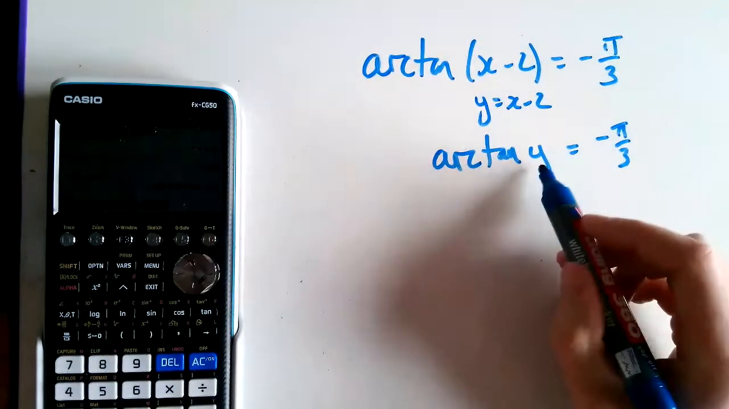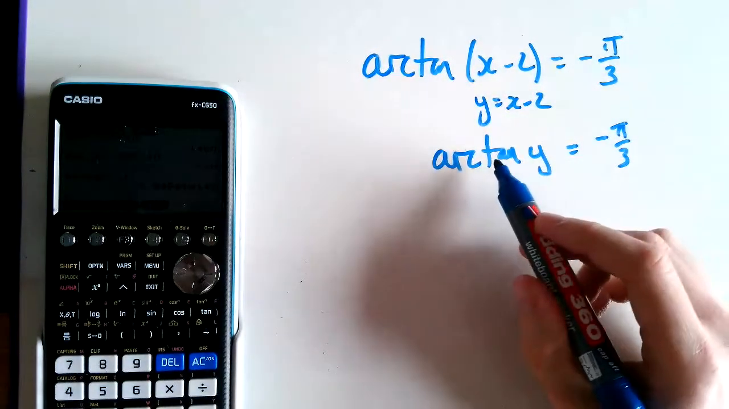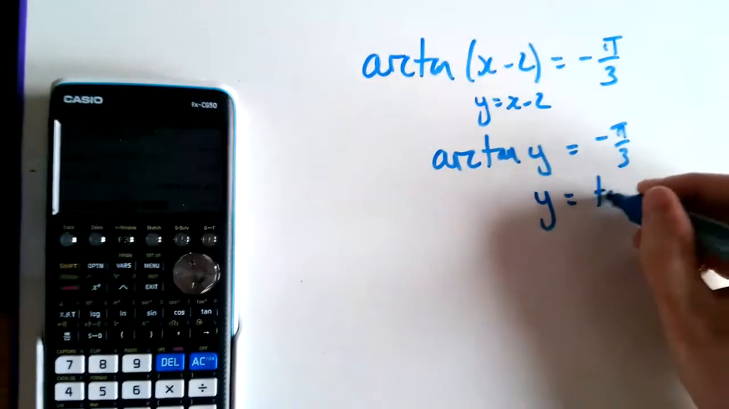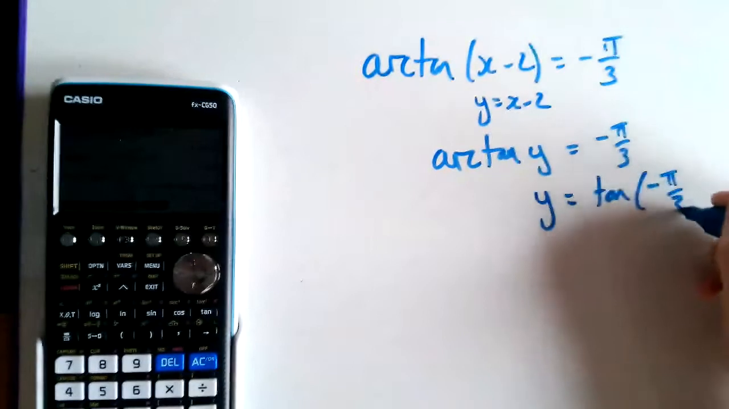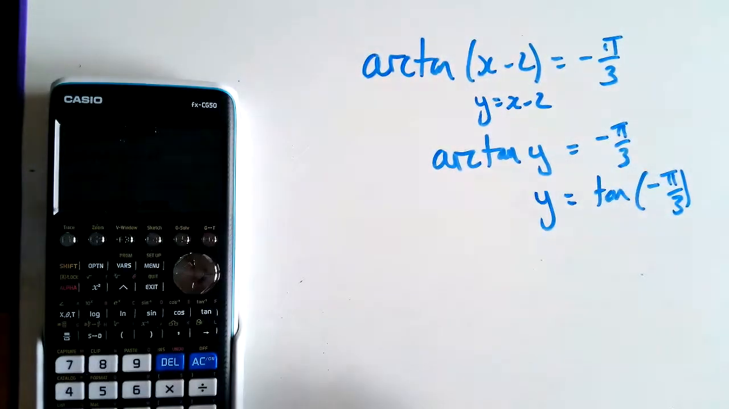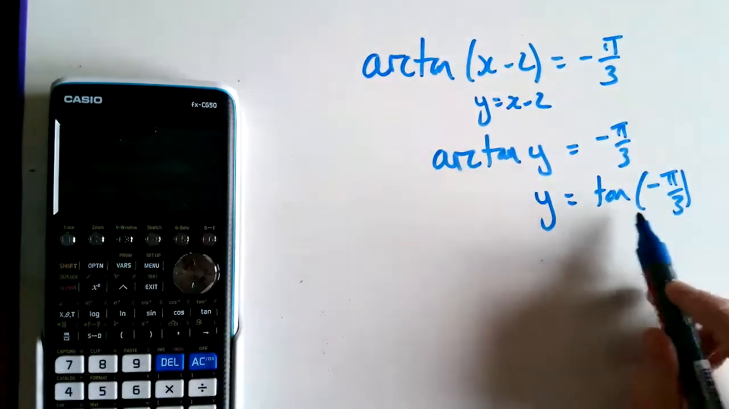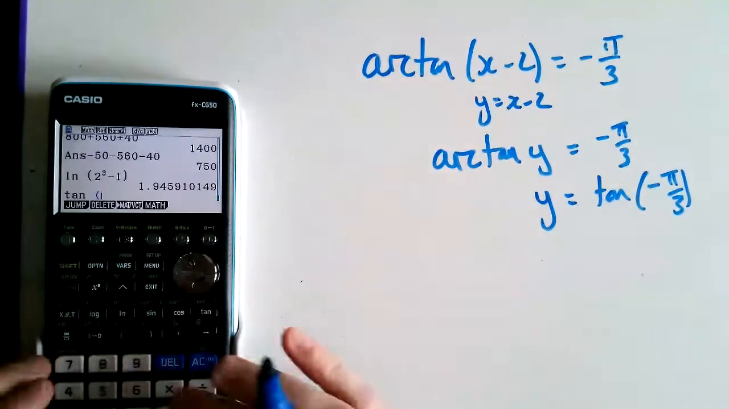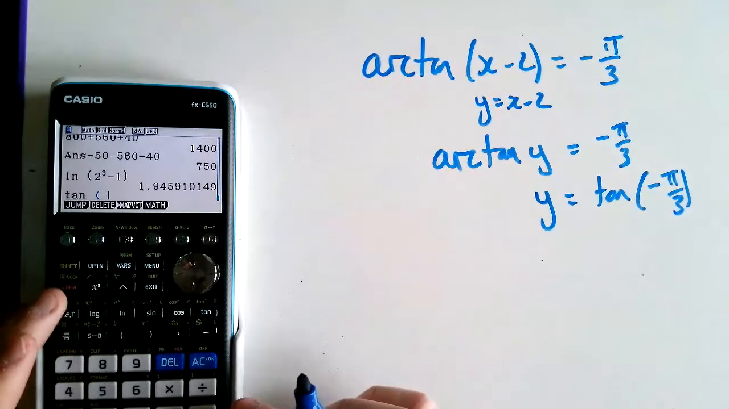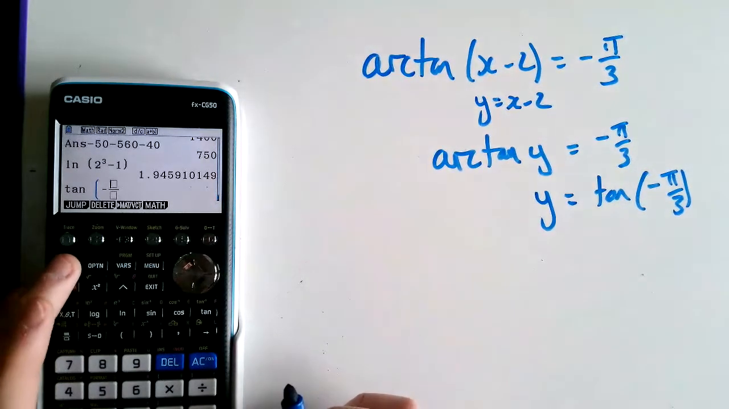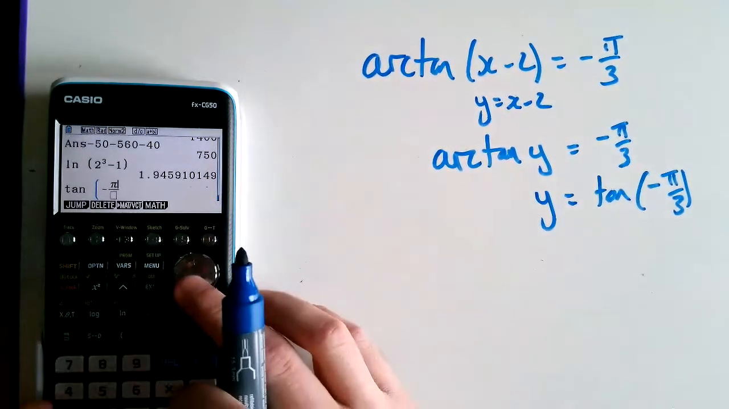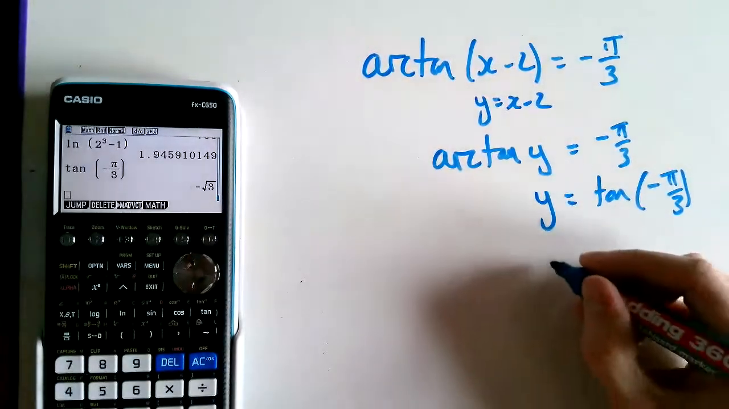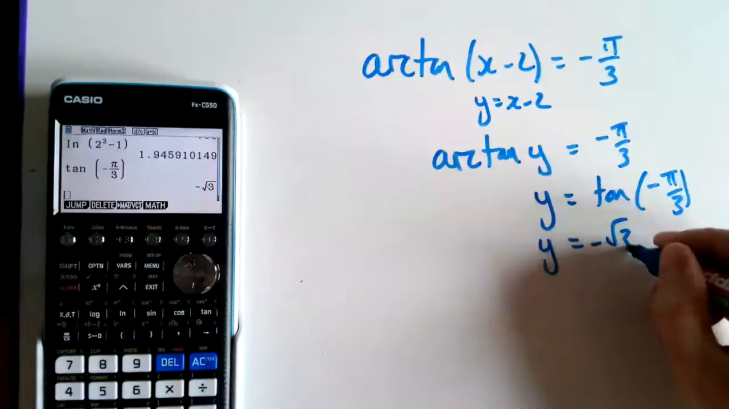Well, to get y, I need to get rid of the arctan. So I do the inverse to both sides. So I do tan, and tan and arctan cancel out. Now I'm going to type it on my calculator to see if that's a nice answer. Otherwise, I'd have to leave it as that because that's for exact. But it does give me a nice answer. It shows a root 3. Yeah, there we go, minus root 3. So y equals minus root 3.